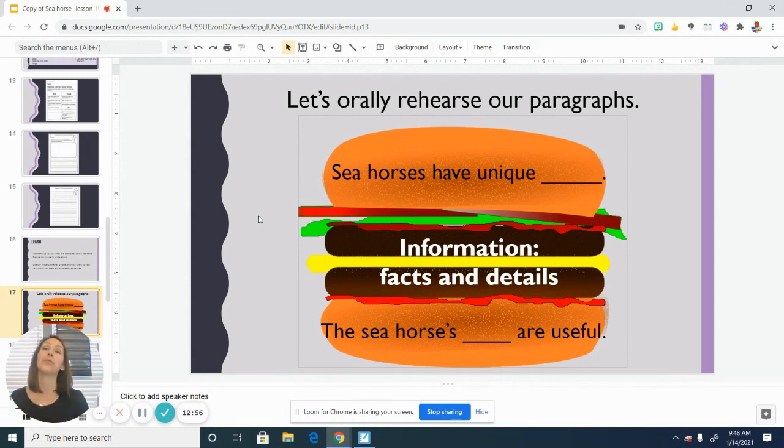All right, so I know that's a lot, but I also know that you've learned so much about writing informative paragraphs that I know you'll do a great job. And I can't wait to see what feature you chose and what details you included.